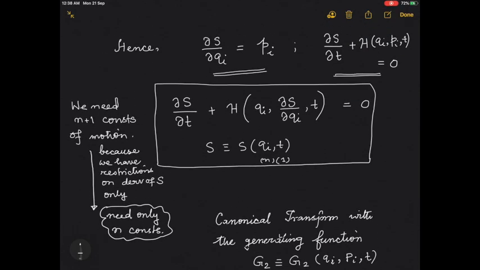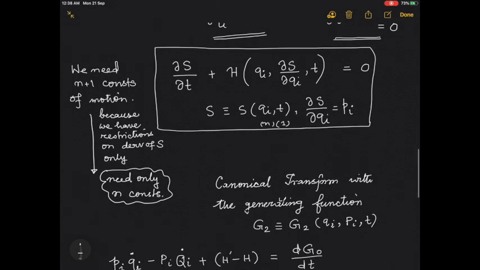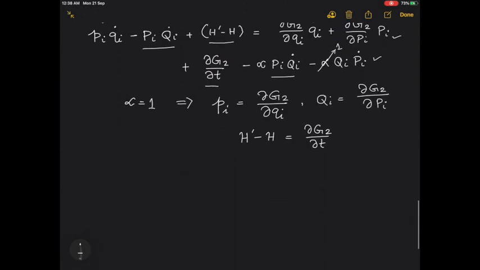Now here is the interesting thing. You see, in this box, I should also write del S del Qi as Pi. S here is action. If I take a partial derivative of that with respect to Qi, I get Pi, and then del S del T plus H is 0.